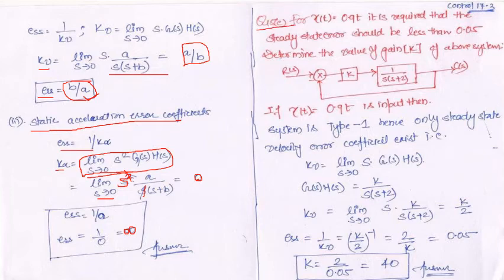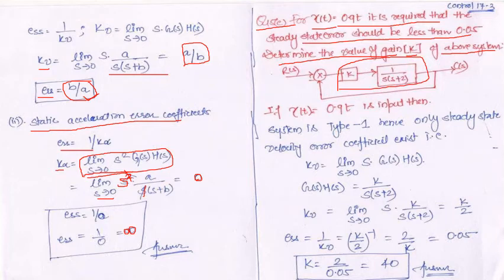Now question number 5: for r(t) equals 0.9t, it is required that the steady state error should be less than 0.05. Determine the value of gain K of the above system. Okay, so you have a system here, and this R(s) is 0.9/s squared. Don't get confused: they are writing r(t) equals 0.9t, but this is actually the input you are providing to the system.